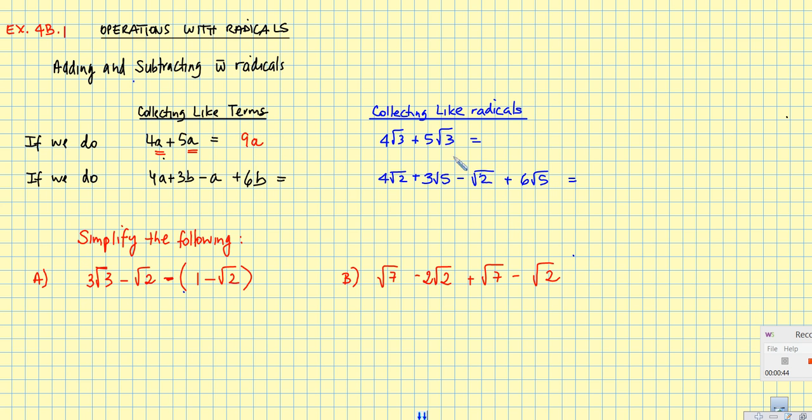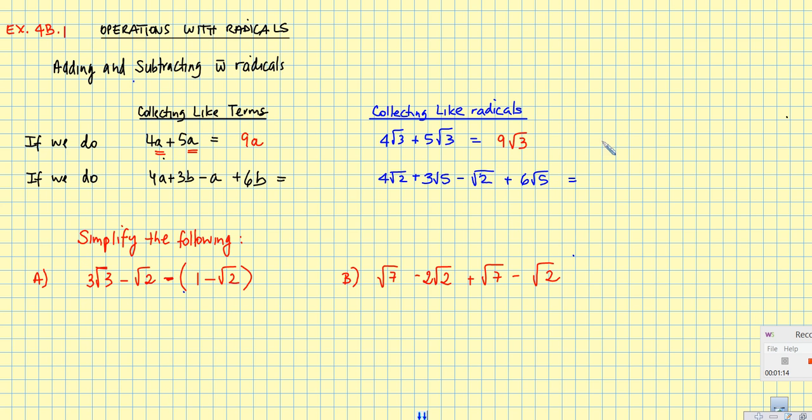Now, if I want to add or subtract radicals, I'm doing basically the same thing. I am collecting like radicals. So I'm collecting to see where the like square roots are. The ones that are the same get added together. The ones that are not the same don't get added together. So for example, 4 root 3 plus 5 root 3 ends up being equal to 9 root 3.